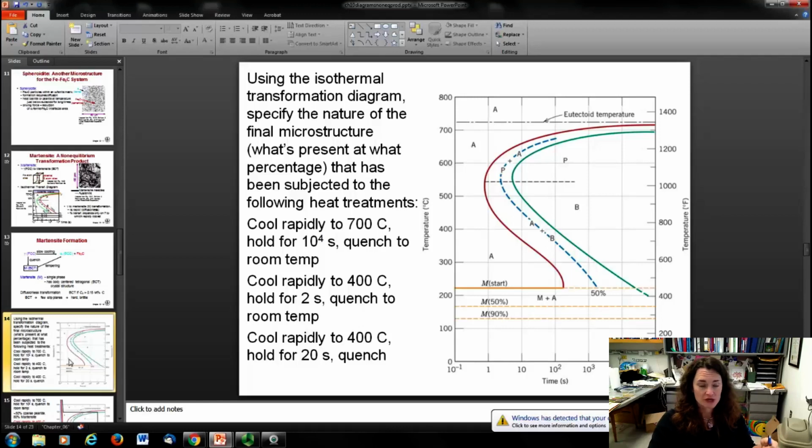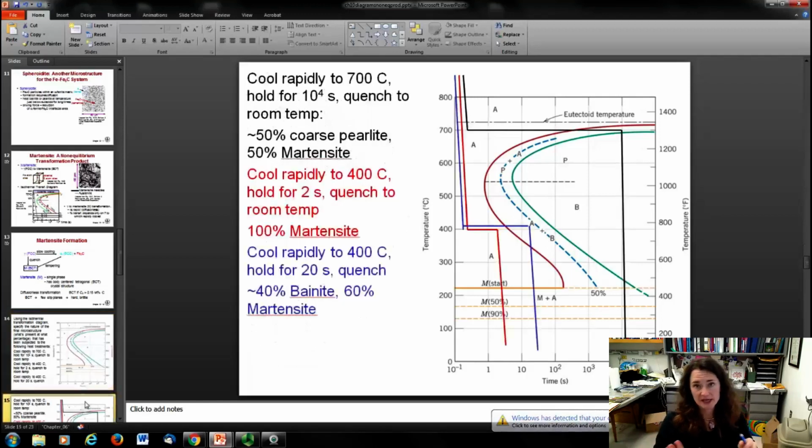Okay, so let's go through, and I'm going to draw what's happening for each of these processes on my isothermal transformation diagram. The first one I've shown here in black. I'm cooling it rapidly to 700 C. That's indicated by this near vertical line right here. And then I hold it for 10 to the 4th seconds. Holding it at the same temperature at 700 C, that's a horizontal line that stretches from the end of my first line all the way out to here, which is 10 to the 4th. And then I quench that to room temperature, a near vertical line quenching down below my 100 degrees line here.